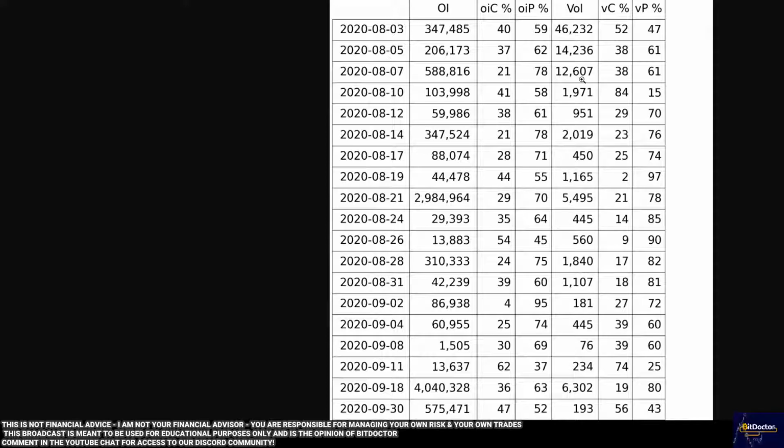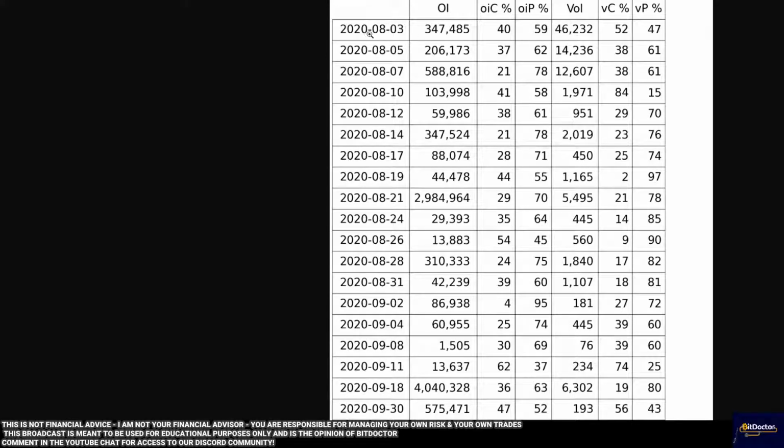12,600 volume on Friday last week, right? So this is old data, data from Friday. 61% of all of the contracts that were traded were puts. Only 38% were calls. And look, we've had a significant gap up.